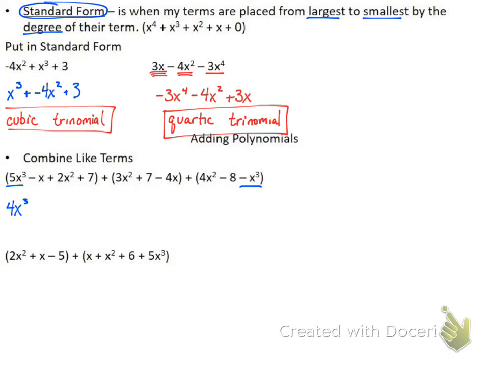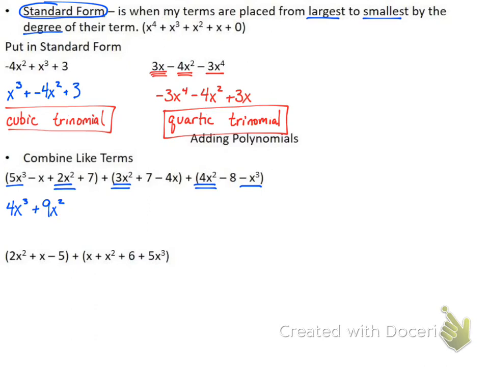Next, my x squareds. So I've got my x squared there and my x squared there and my x squared here. We can double underline all those. So when I add all those together, 2 plus 3 plus 4 gives me 9. Plus 9x squared.